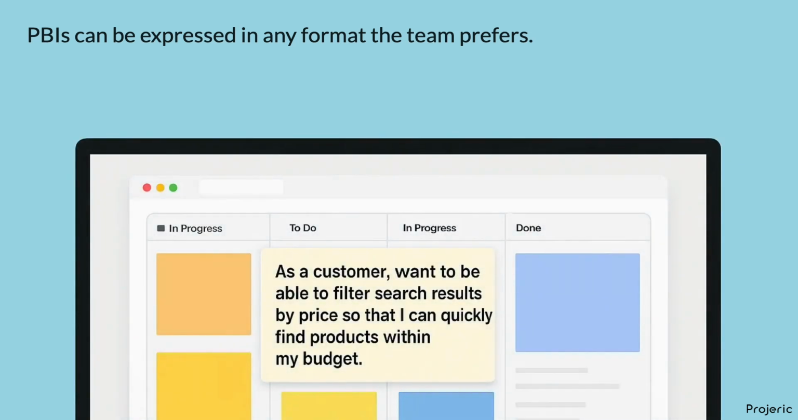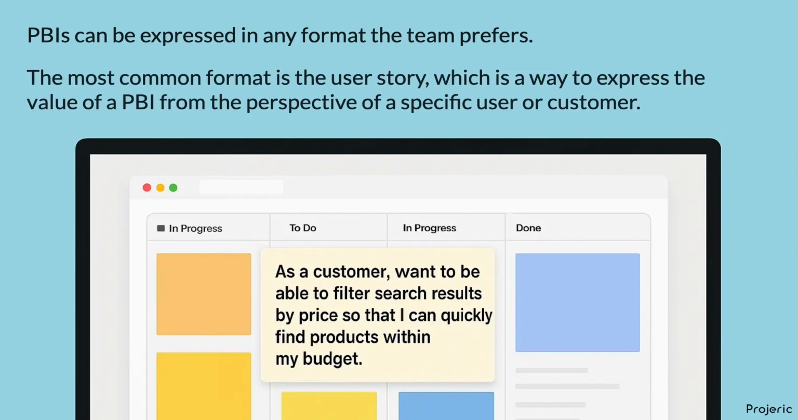PBIs can be expressed in any format the team prefers. The most common format is the user story, which is a way to express the value of a PBI from the perspective of a specific user or customer.